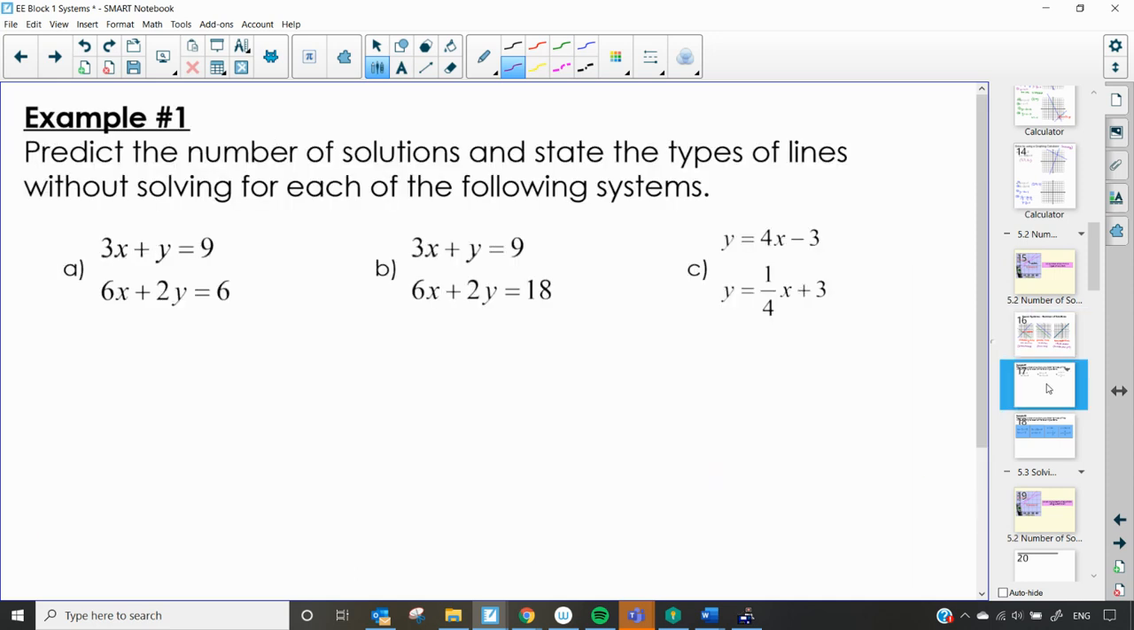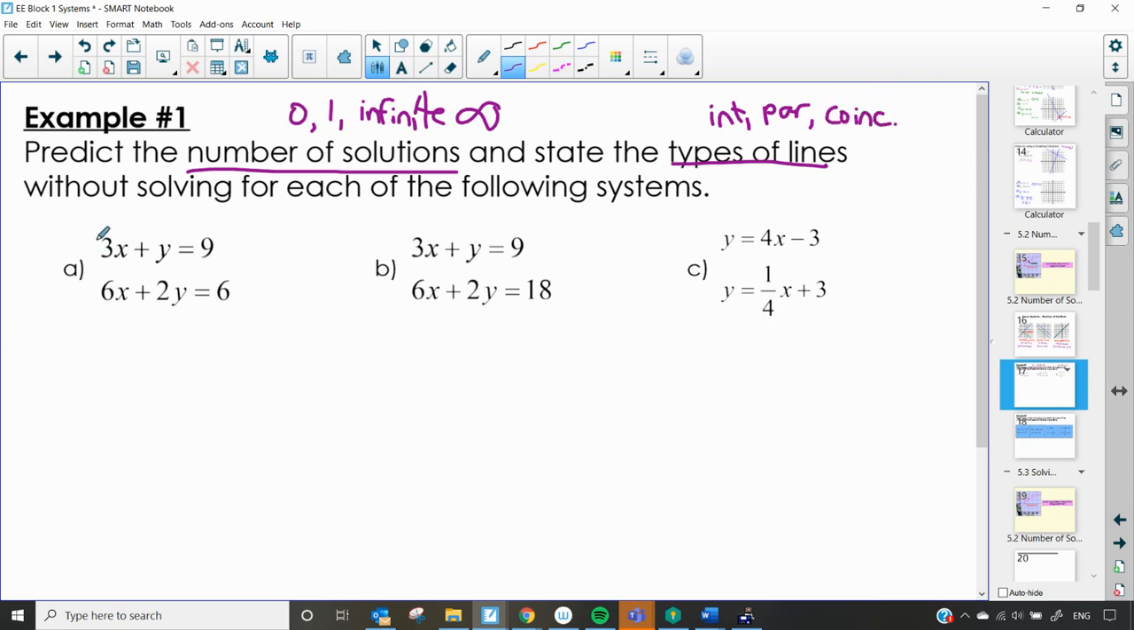So let's take a look at three examples here. So example number 1 says, predict the number of solutions and state the types of lines without solving for each of the following systems. So we're being asked for the number of solutions. So our choices are going to be 0, 1, or infinite. Some people will draw the infinity symbol. And state the types of lines. So types of lines, we're going to either have intersecting, parallel, or coincidental.